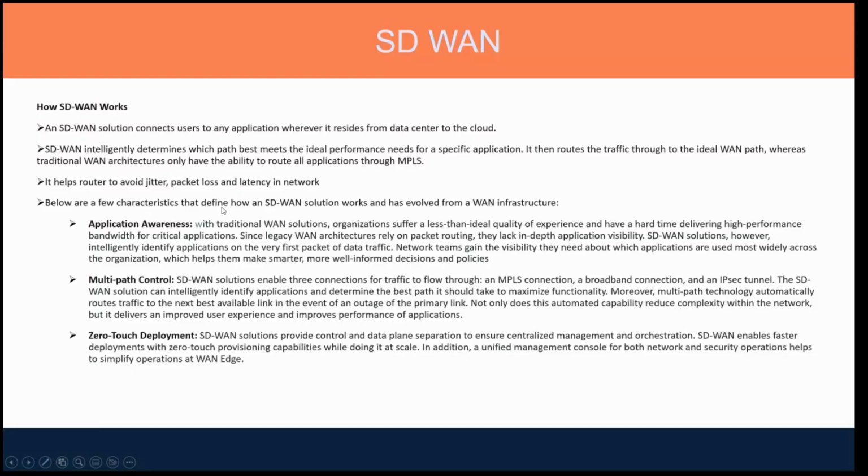Below are a few characteristics that you can see in SD-WAN. First, it is application awareness. A traditional WAN is not able to identify the application traffic, right? So if a traditional WAN is not able to recognize the application traffic, you cannot prioritize the traffic for a specific application or a specific type of traffic, right? But as SD-WAN is intelligent, it is able to identify the application. Based on that, you can prioritize the packets, right?